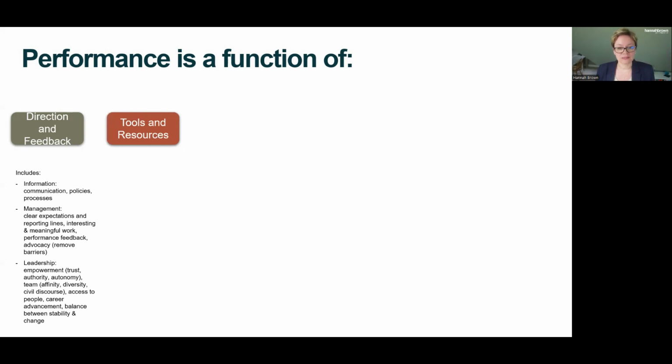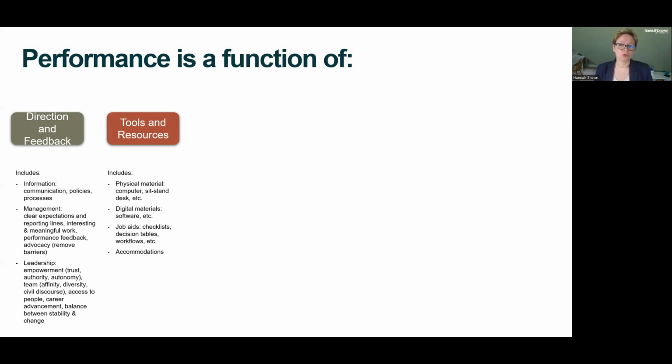The other factor that's important to look at is tools and resources. And that includes things like the physical materials that they need to do their job. So a computer, a desk, a cell phone, really basic things. It also includes digital things like do they have the software that they need or the licenses. And then resources are more like job aids and checklists and standard operating procedures, things like that.